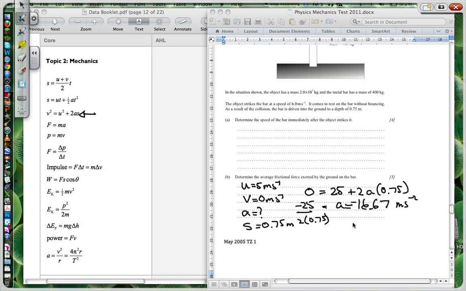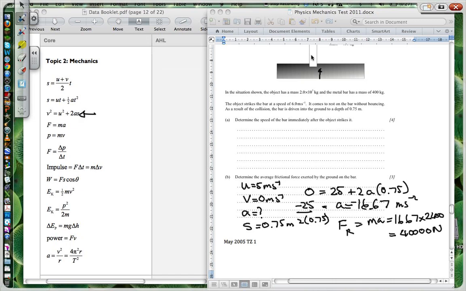We could give the direction, but we obviously know the direction is always going to be in the opposite direction, the frictional force. So the resultant force is going to be that times the mass. So we're going to use F = ma. We're going to get that value 16.67 times 2,400, because it's the whole thing, and we get 40,000. Now that is the resultant force that has been acting upon it. So it's going to be 40,000.